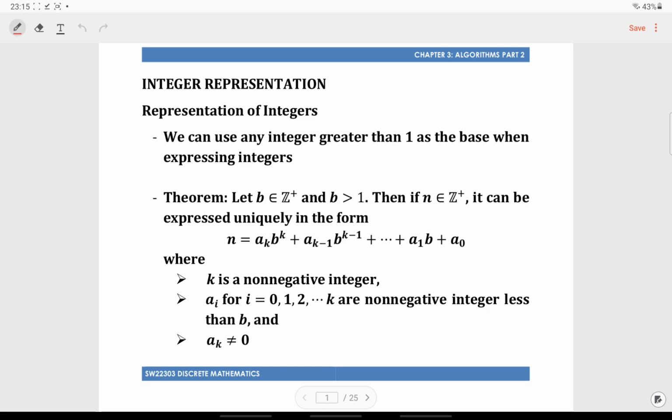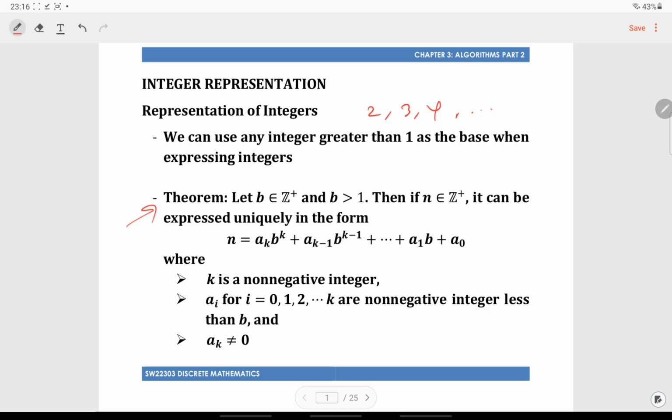So we can use any integer greater than 1, for example 2, 3, 4, and so on, as the base when expressing integers. Any integer greater than 1 can be the base when expressing integers. We consider the following theorem.